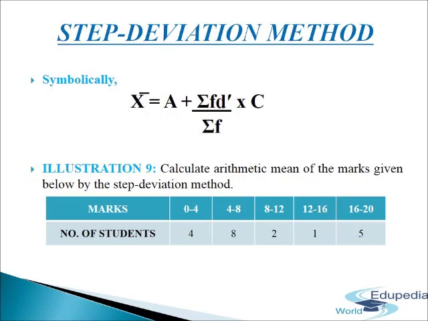Step deviation method. We can further simplify arithmetic calculations done by the shortcut method. All deviations taken from assumed mean are divided by the common factor. Symbolically, it can be represented as arithmetic mean equals to A plus sigma FD dash divided by sigma F multiplied by C, where A is the assumed mean, F is the frequency, D dash is the deviation, and C is the common factor. Let us understand this with the help of a following illustration in which we have to calculate the arithmetic mean of the marks from the following table.